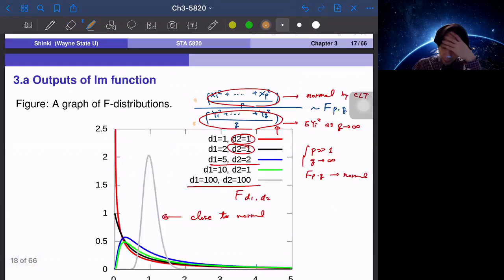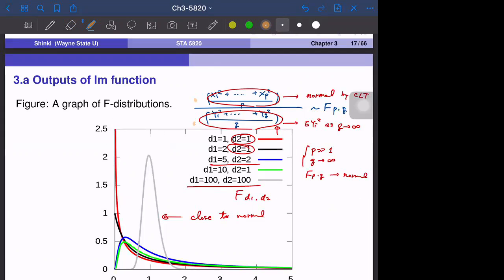Do you have any questions on the F distribution? Sorry, I have a question. Oh, yeah, sure. Well, P was the number of variables. What was Q?